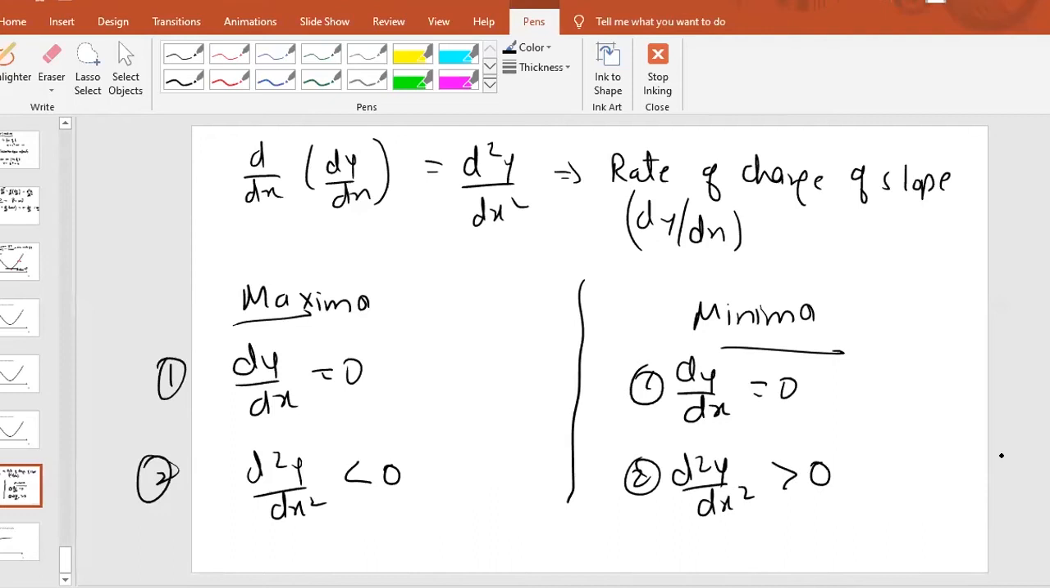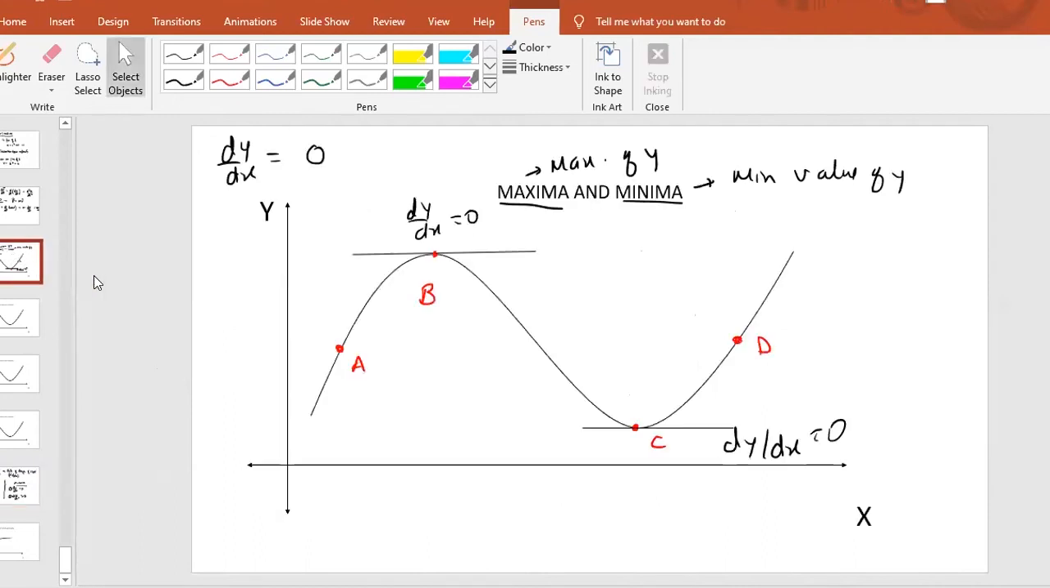Why? Okay, I'll prove that point, why it should be less than 0, why it should be greater than 0. First condition, do you understand or not? From the graph itself, we can understand the first condition, that dy by dx should be 0. You can see here dy by dx at both B and C is 0. B is the maximum point from the graph, and C is the minimum point. But by the first condition we cannot tell whether B is maxima or minima.